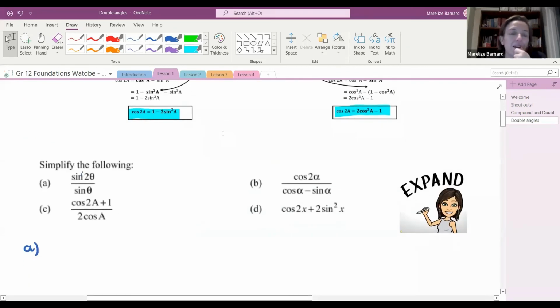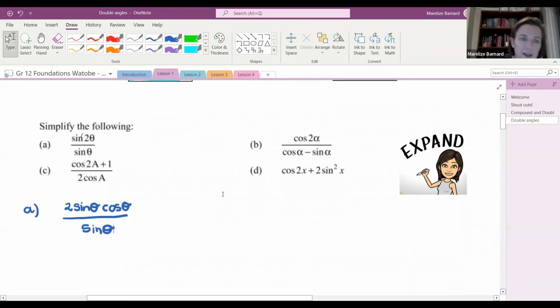Okay. Now let's go back to sine 2 theta. So sine 2 theta, we expand to 2 sine theta cos theta over sine theta. And that cancels out nicely. Sine theta divided by sine theta, that is just 1. And we've got 2 cos theta as our final answer.